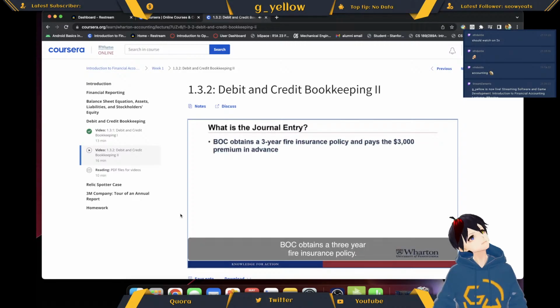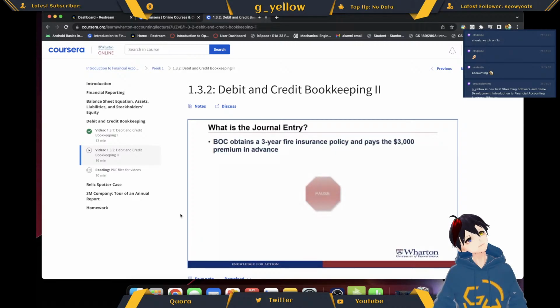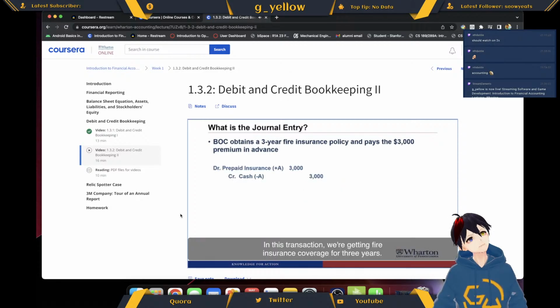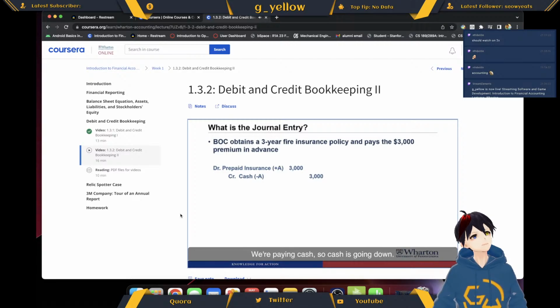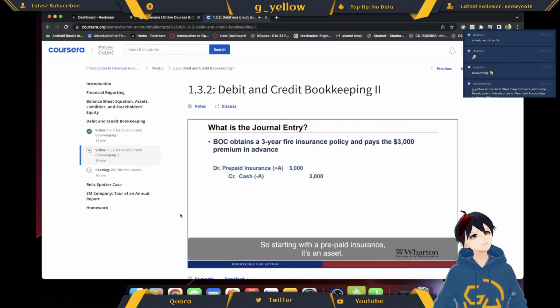BOC obtains a 3-year fire insurance policy and pays the $3,000 premium in advance. In this transaction, we're getting fire insurance coverage for 3 years. That's an asset that we're going to call prepaid insurance, and it's going up. We're paying cash, so cash is going down. So starting with the prepaid insurance, it's an asset.